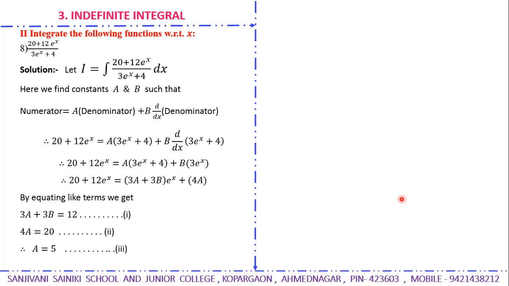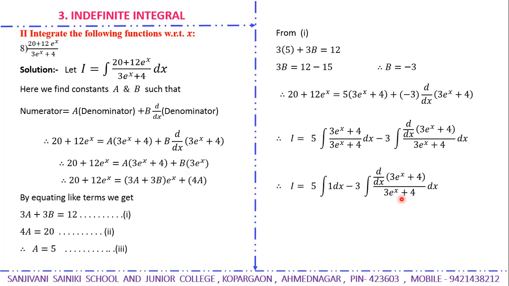Now this is another example: (20 plus 12 e raised to x) upon (3 e raised to x plus 4). Look at this. It is also in the same form, (a e raised to x plus b) upon (c e raised to x plus d). So here again we have to use the same formula. We express the numerator using the denominator, a times denominator plus b times derivative of the denominator. So what is the numerator? The numerator is 20 plus 12 e raised to x. And what is the denominator? 3 e raised to x plus 4.